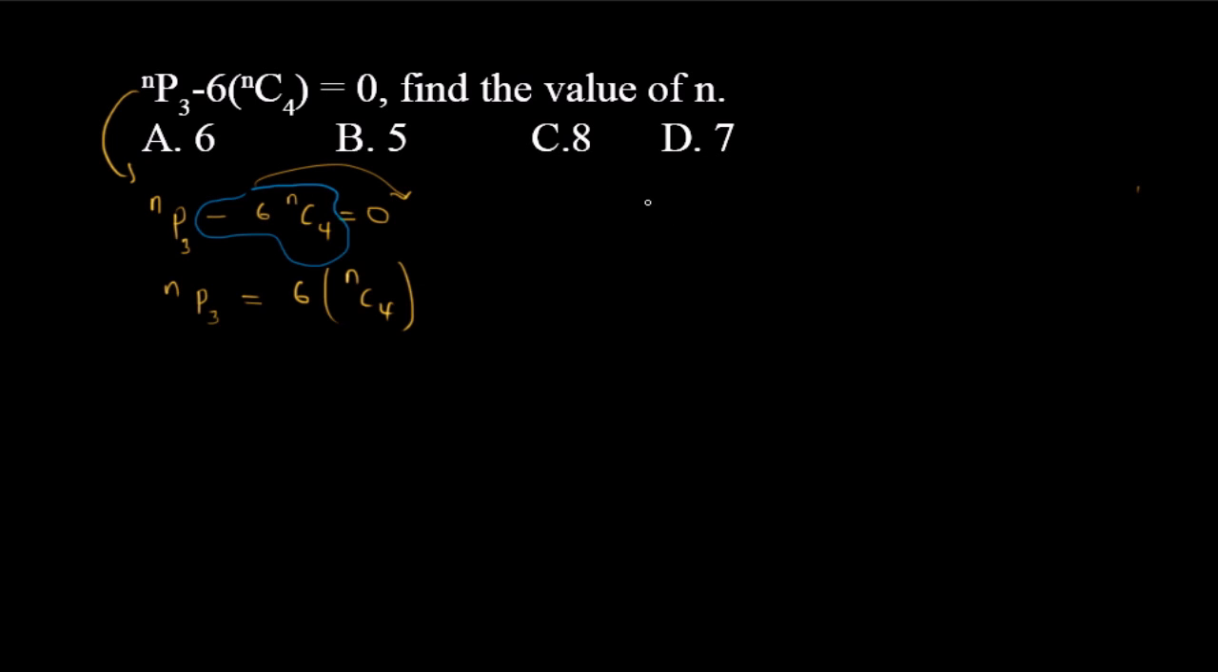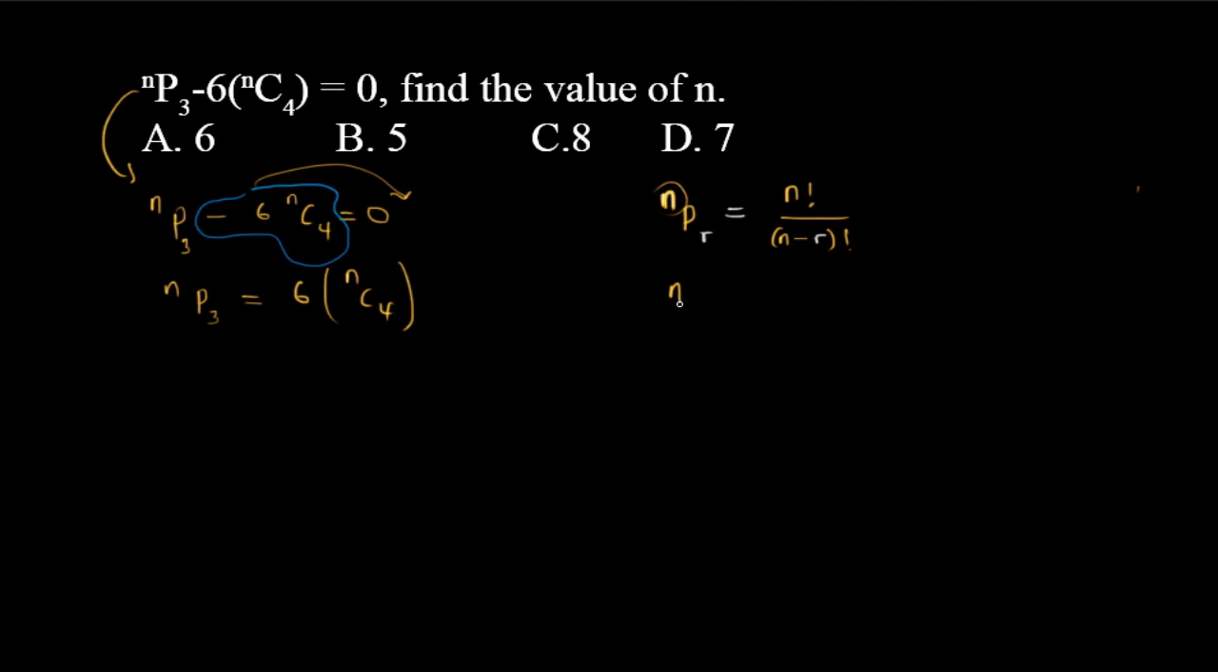Now, before I carry out any other step, let's make a quick recall of some of the things which we might have forgotten. If you have n permutation r, that is just n factorial, whatever you have at the top, divided by n minus r factorial. So n permutation r is simply n factorial divided by n minus r factorial.